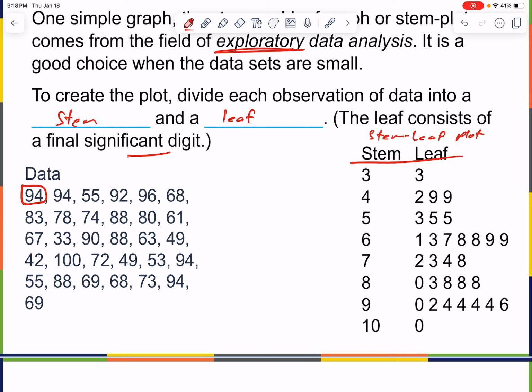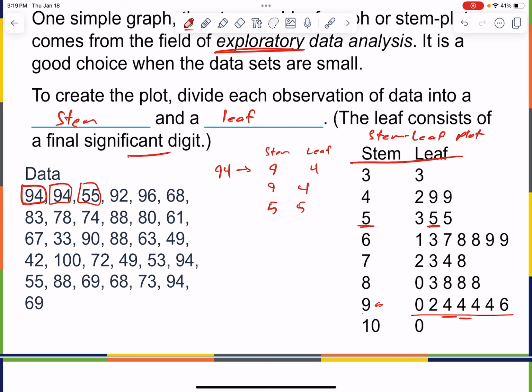So let's investigate this. The first data that we have here is 94, and so that can be split up into a stem and a leaf. The stem will be the 9, the tens place, and the leaf will be the ones place. And this gets put on the graph like this. You find the stem, and then in that row you put in the leaf, 4 in this case. And so we take the next number and we put another 4 down. And then the next number, that stem is 5. So there's 94, here's 55. That stem is 5, and as you can see, it's represented there. And you do that all the way till 69 when you're done.